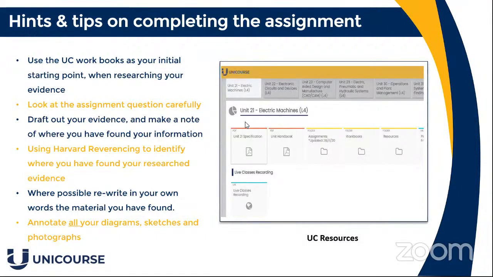A lot of the resources you'll find in the UniCourse Moodle. Okay, this is just showing Unit 21, but you look for Unit 31 and you'll find the specifications, the handbook, assignment, and also you'll find the live recording classes. Go on to it. So we're up to the first one for this season. There's 4 together, and usually around about 10 days, the first class is usually uploaded, depending on time.